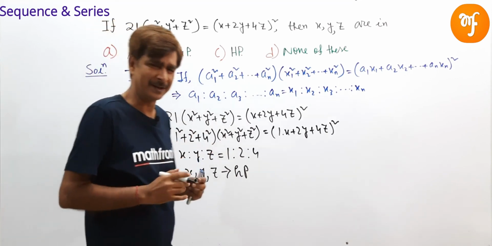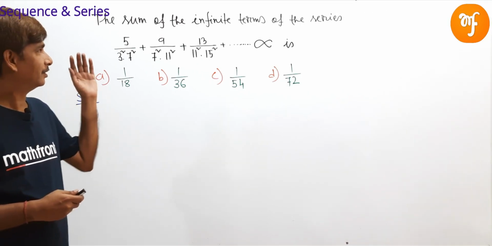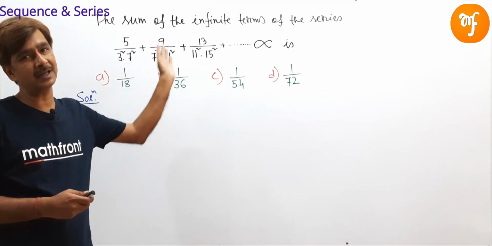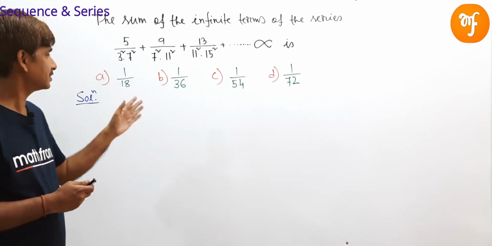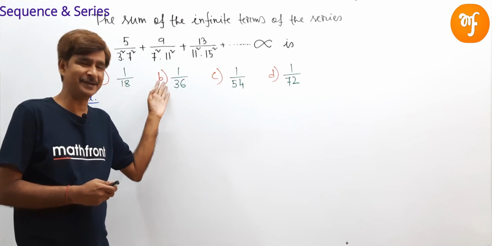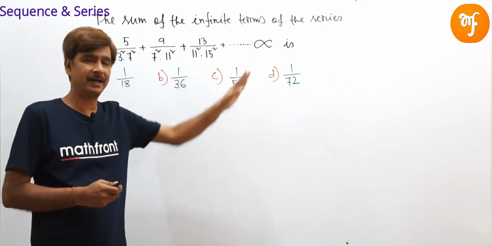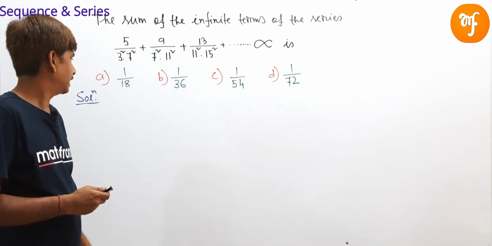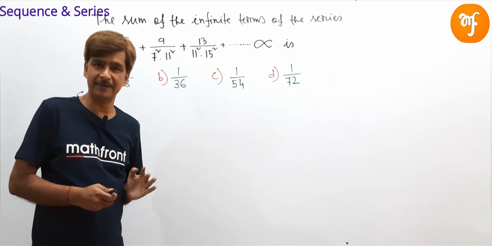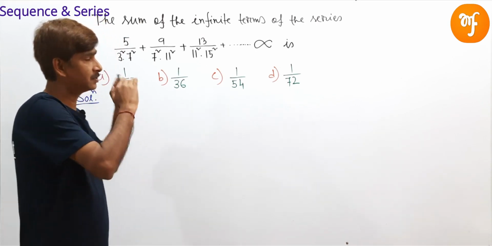Understand? Very clear? Now, come to the next question. So, friends, now look at this question. We have to find the sum of this series till infinite number of terms. The series is 5 divided by 3 square into 7 square plus 9 divided by 7 square into 11 square plus 13 divided by 11 square into 15 square, like this. Till infinite terms, we have to find the sum. And options are given on the board, that is 1 by 18, 1 by 36, 1 by 54 and 1 by 72.